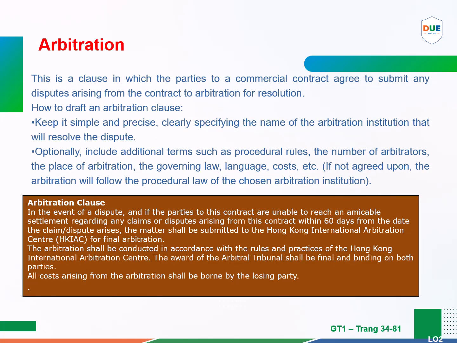An arbitration clause is a provision in a contract whereby the parties agree to submit any dispute arising from the contract to arbitration instead of going to court. Once this clause is included, disputes will be resolved under the commercial arbitration mechanism, and the arbitral award will be final and binding on the parties.